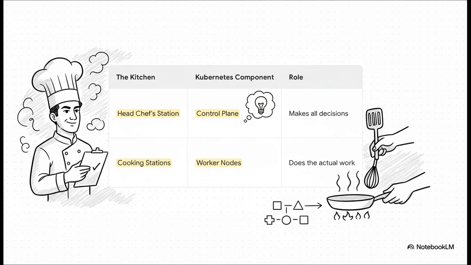So here's that division of labor, laid out nice and simple. On one side, you've got the control plane. This is our head chef's station, where all the thinking, the planning, and the decision-making happens. And on the other side, you've got the worker nodes. These are your cooking stations. They don't make decisions, they just execute the orders they're given, and they do it with absolute precision.